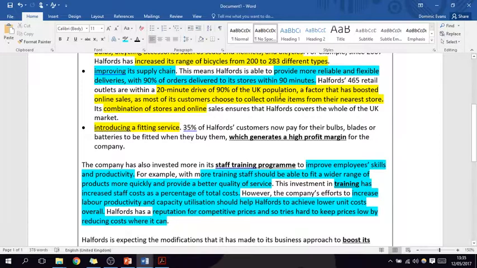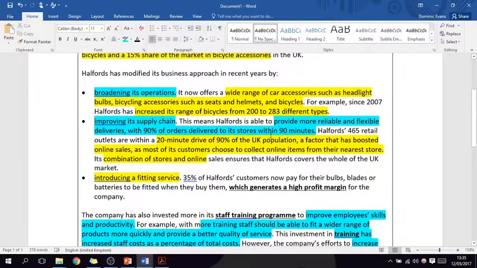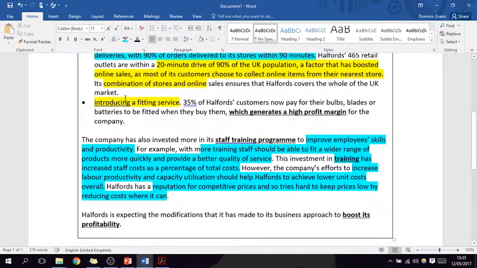Next little bit, I'm told that we're within a 20-minute drive of 90% of the UK population, a factor that's boosted online sales as most of its customers choose to collect online items from the nearest store. So you could argue that this is about place, a combination of stores and online sales. So I've got quite a bit of information about place. I've got quite a lot of information about product. That's probably going to do me in terms of answering my marketing question. I'm only going to have 9 minutes to do it. I don't want to be introducing too much.